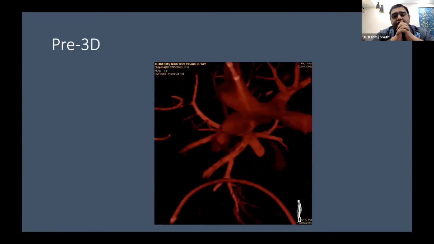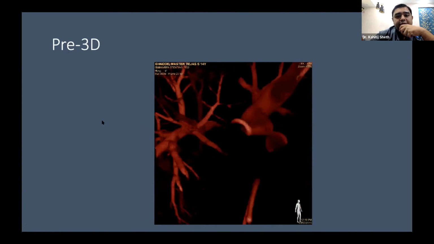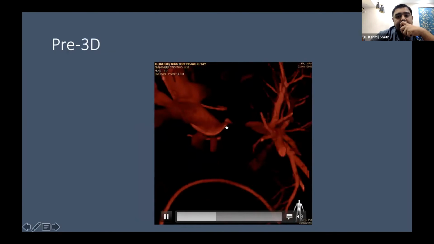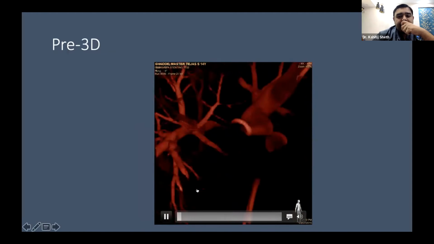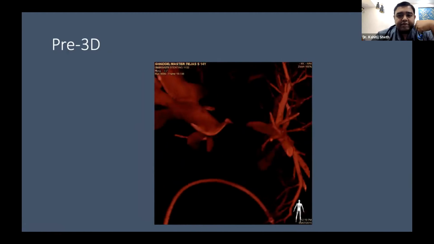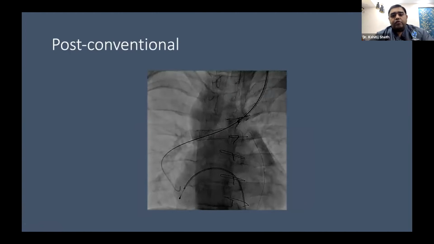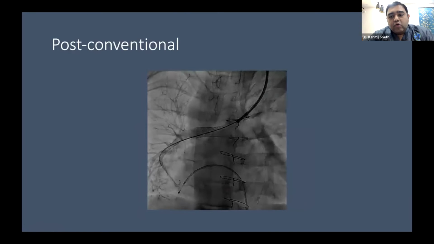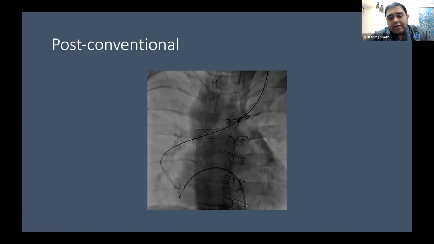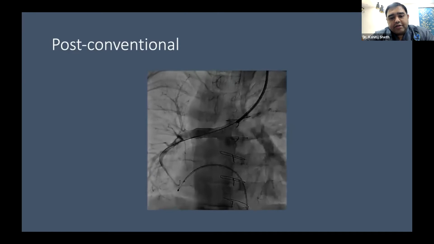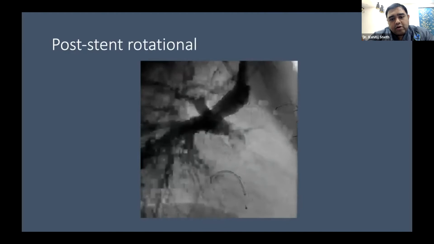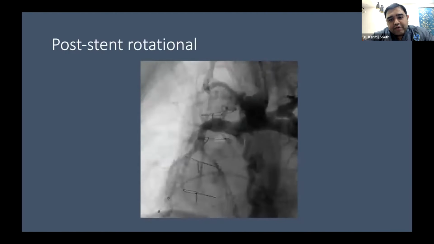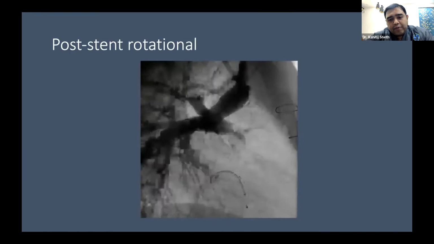So this was the 3D reconstruction done. You can see that there is a near cutoff of the right pulmonary artery at the very thin segment over here. There is good distal arborization and a fair sized distal right pulmonary artery vessel. So we did the stenting, and this is how it looks post stenting. Good size right pulmonary artery, good arborization, good flow in the right lung. And the same thing on rotational angiography.